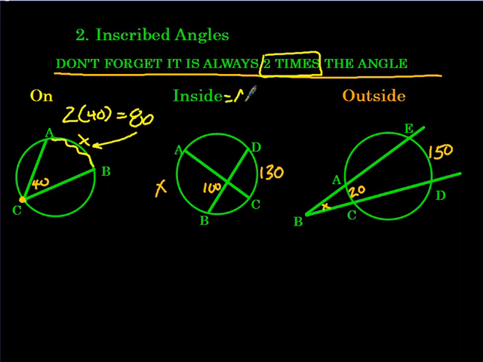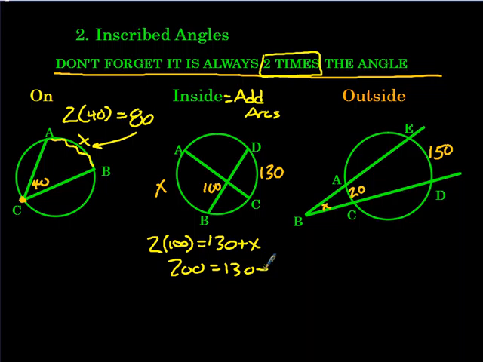Inside, if the situation is inside, you need to remember that you're going to add the arcs. For this example, it's 2 times the angle, so 2 times 100 is equal to 130 plus x, so that gives me 200. Then when I subtract 130 from both sides, I get x is equal to 70.